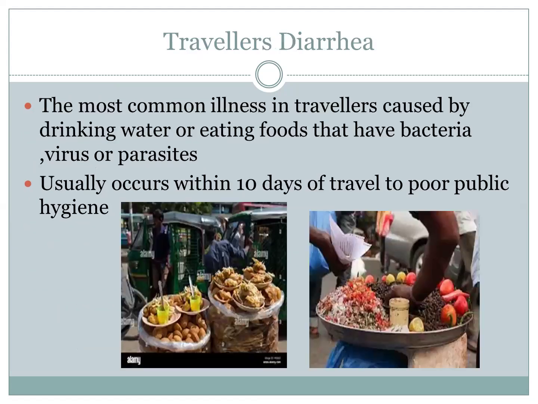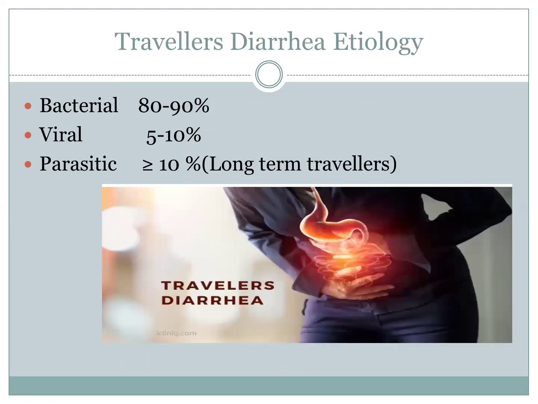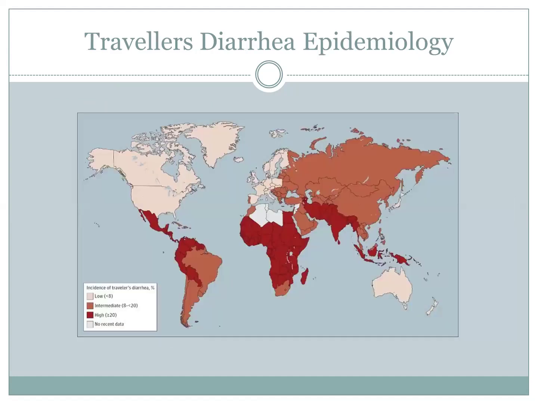Then traveler's diarrhea. Traveler's diarrhea is the most common illness in travelers, caused by drinking water or eating food contaminated with bacteria, viruses, and parasites. It usually occurs within 10 days of travel to places with poor public hygiene. It is mostly caused by bacteria, E. coli. It can also be caused by viral hepatitis A, hepatitis E, and by parasites as well. This is the region where the disease is most commonly seen in tourists and travelers.